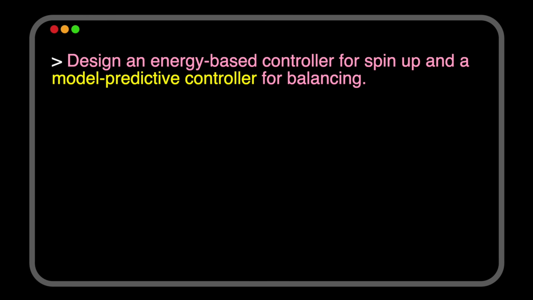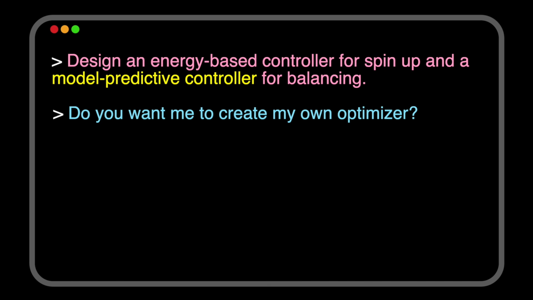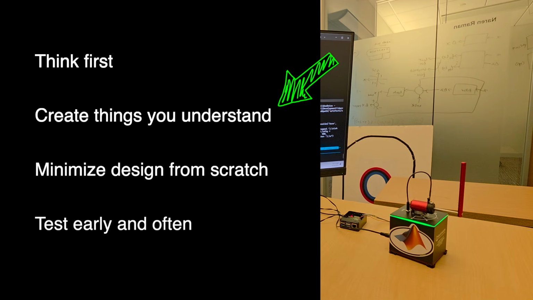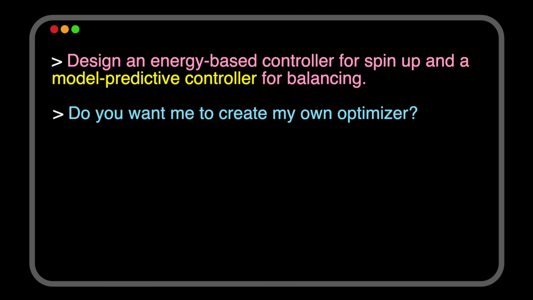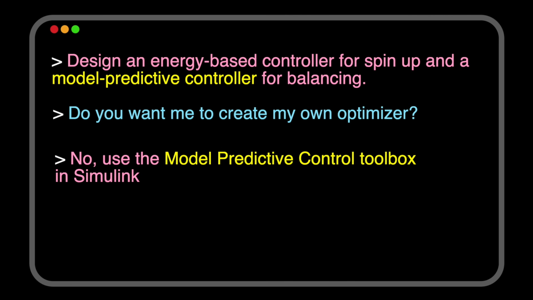All right, with a linear model, we now want to develop a controller. And in this case, we asked for a model predictive controller. And once again, I feel like I'm saying the same things over and over again, but here is where it doesn't make sense to have an agent invent an optimizer from scratch, right? I mean, we want to create things we understand, and we want to minimize how much design from scratch the agent is doing.